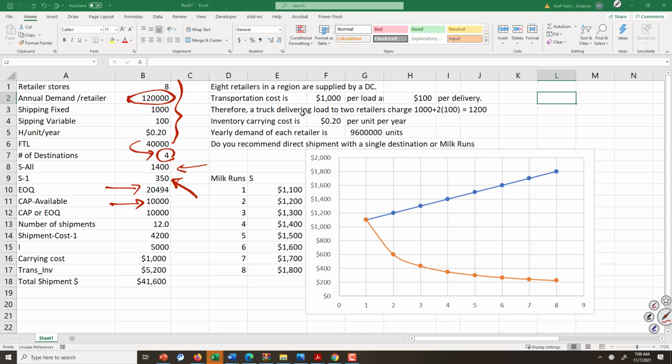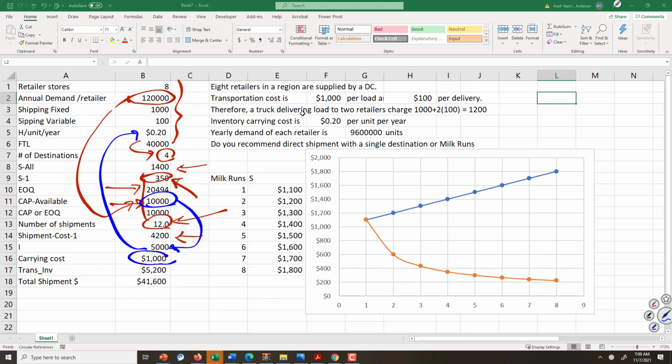Therefore, if I am going to deliver 120,000 units in shipments of 10,000, I will have 12 shipments. If I multiply each one by the cost, the fixed cost of transportation per retailer, I get 4,200. And because I deliver in batches of 10,000 units, therefore half of that 10,000 units on average will be in the warehouse of the retailer. And if I multiply it by its cost, I will get 1,000. If I add 1,000 to 4,200, I get 5,200 per retailer. If I multiply it by 8, then I will have the total cost.